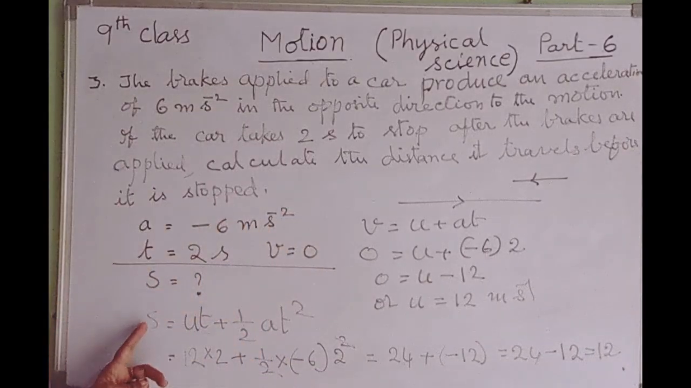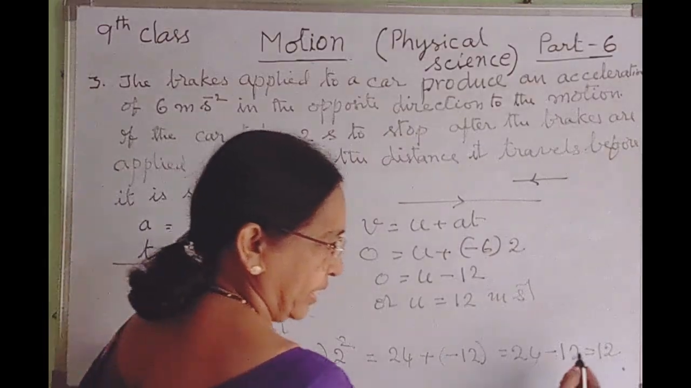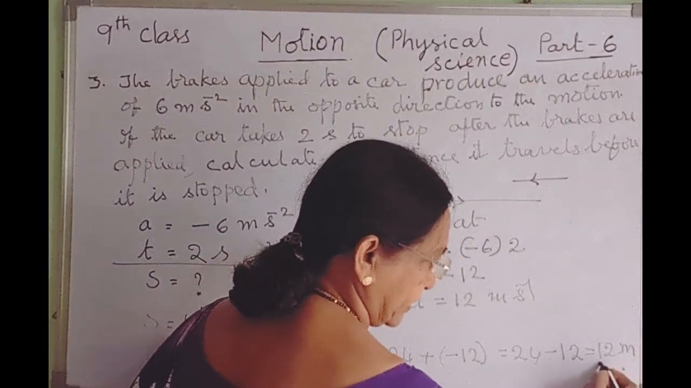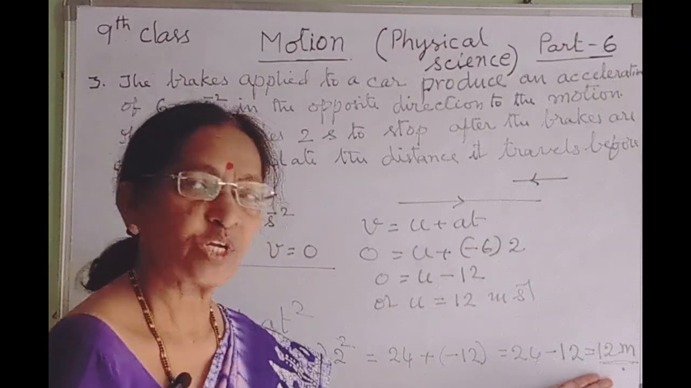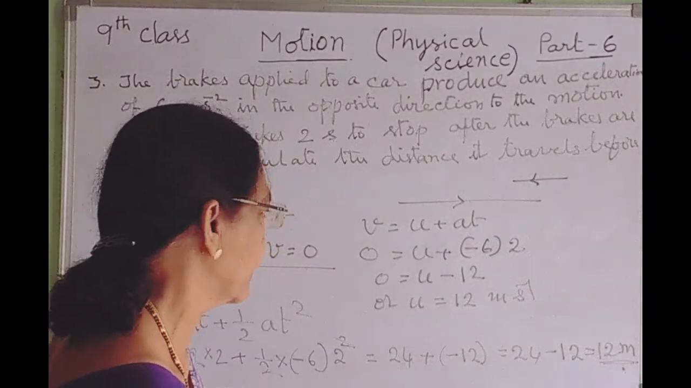As this is distance traveled, the units are meters in SI system. Therefore, before coming to a stop, the car travels 12 meters of distance.